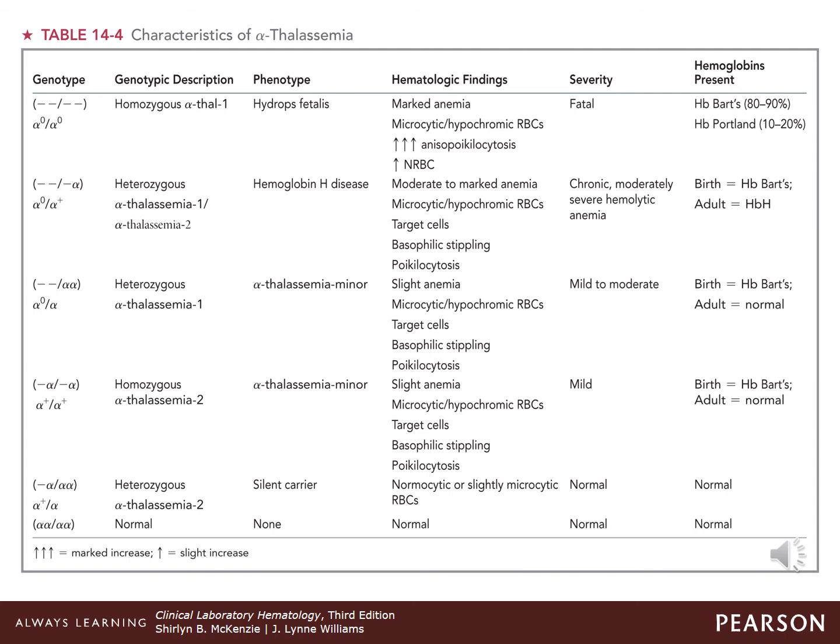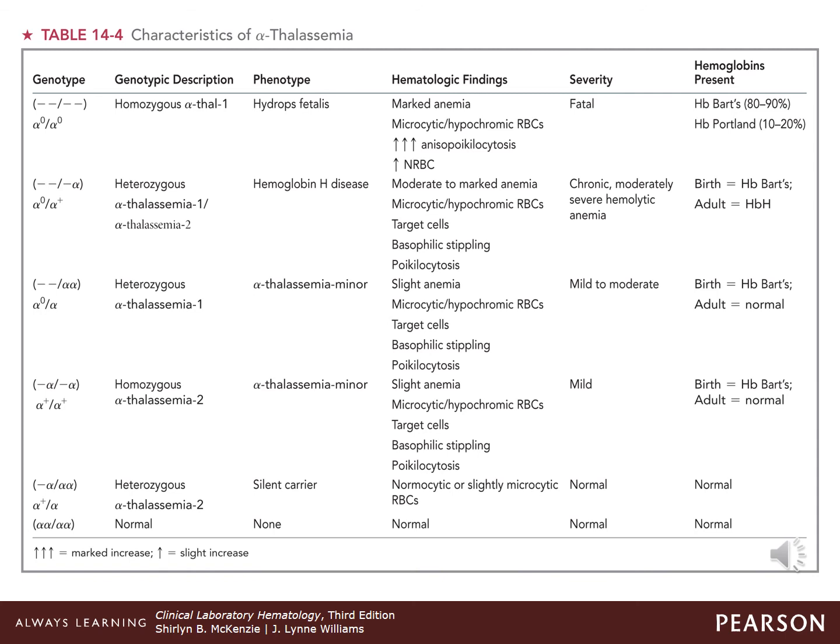The fourth genotype down is one parent missing either of the alpha chains, leading to a homozygous alpha thal. And again, this is a minor type of alpha thalassemia causing slight anemia, and you'll see that the hemoglobins can compensate, but you might still see some peripheral smear abnormalities there.